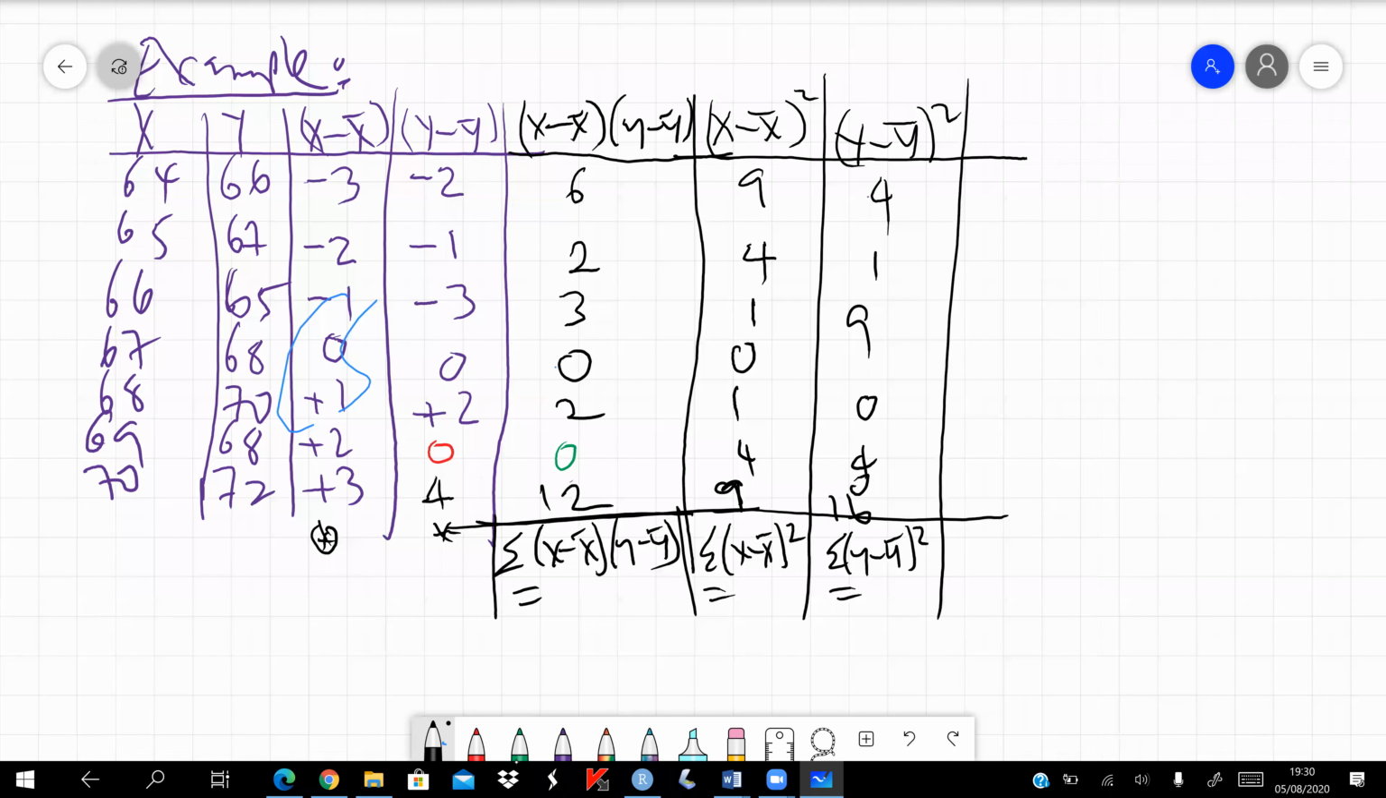So the first value, what's the first summation value? 25. 5. 28. 34.